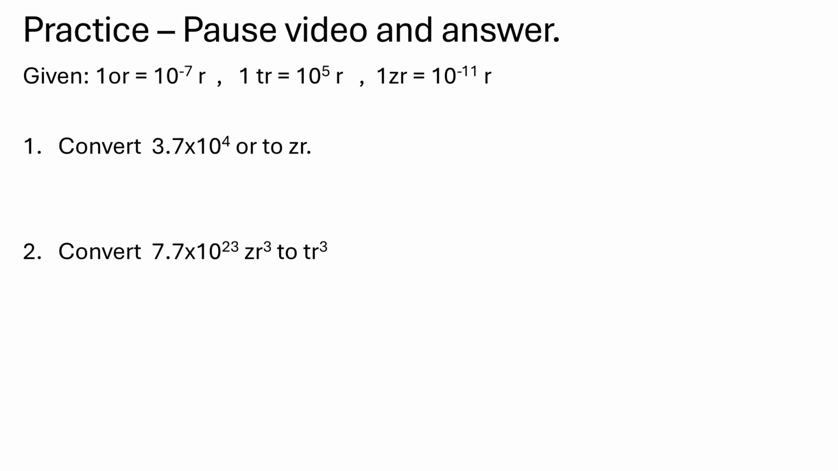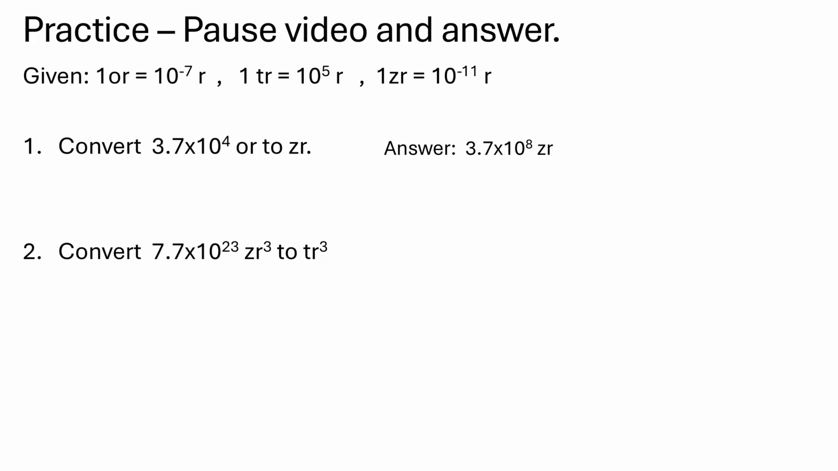So after working out each one of these problems, in the first one, we're going from orc rectum to zeto rectum. And since orc rectum is a larger prefix than zeto rectum, we're going from a large prefix to a small prefix, so our exponent's power should be greater than 4. And in fact, it is 3.7 times 10 to the 8th zeto rectum.